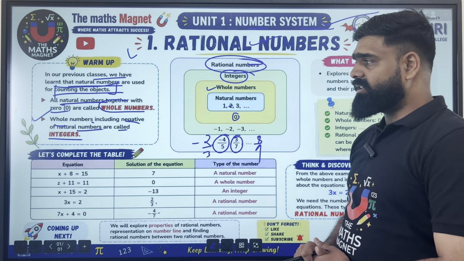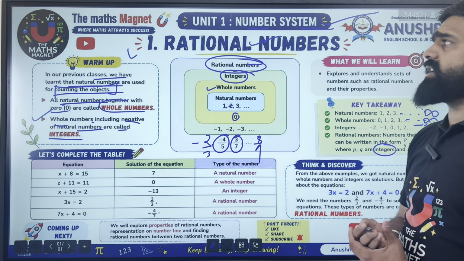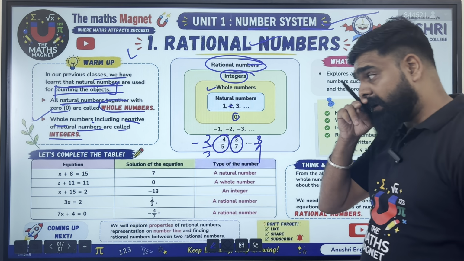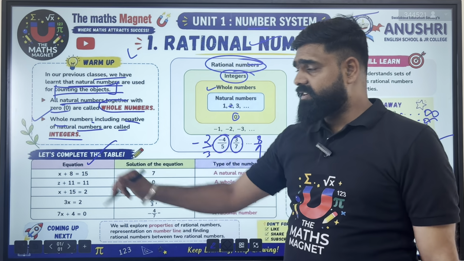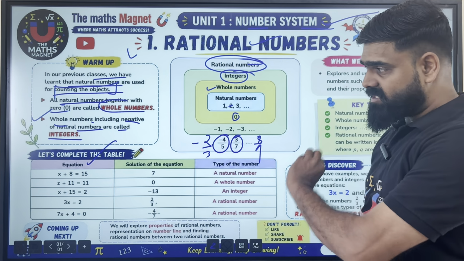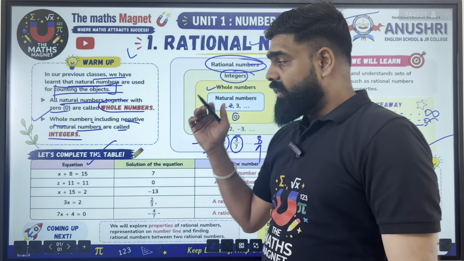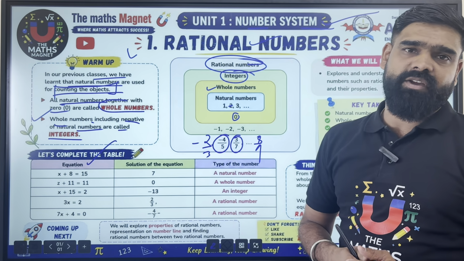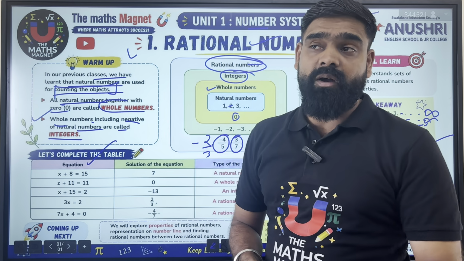Let us better understand rational numbers by taking some examples. Suppose we have this equation: x plus 8 is equal to 15. When we solve this equation, the solution means we have to find the value of x here.